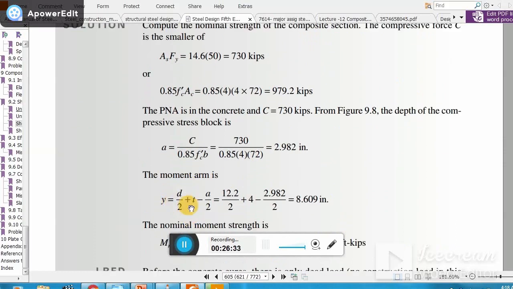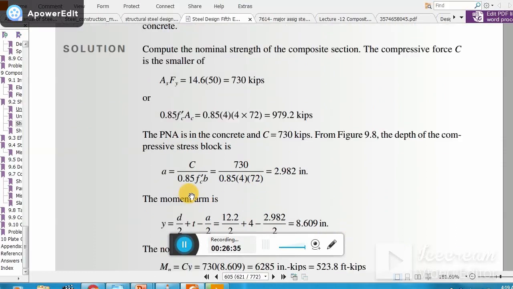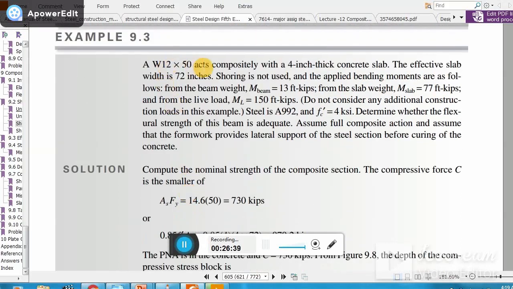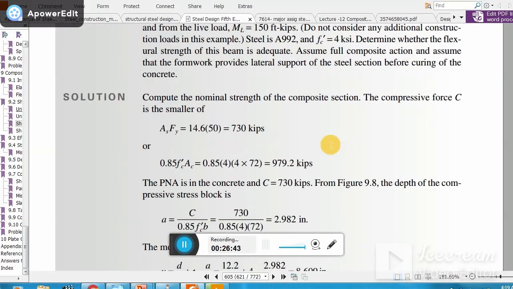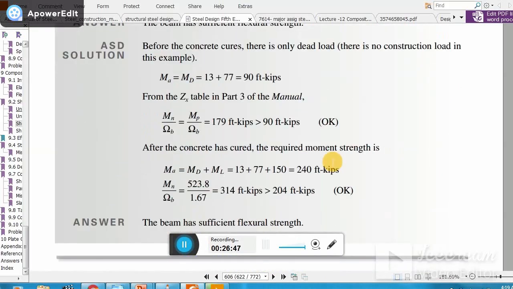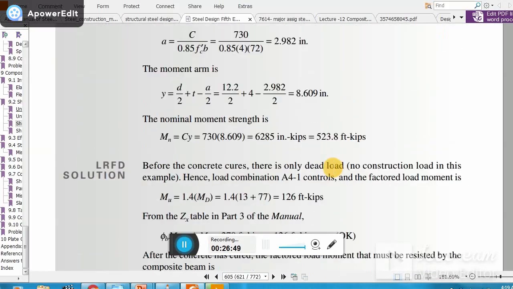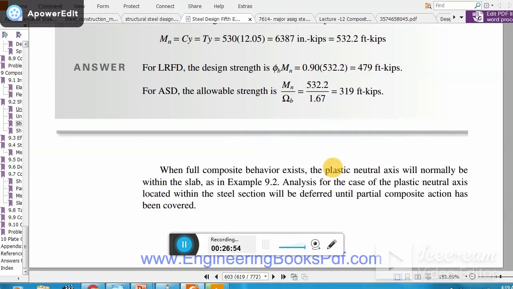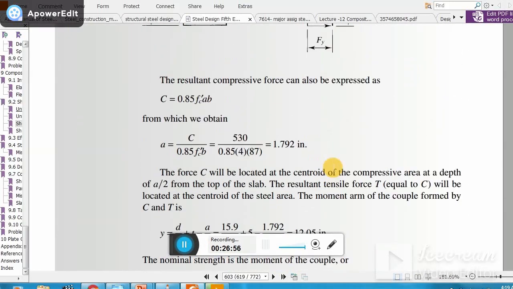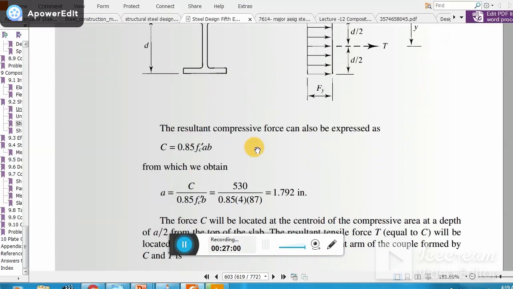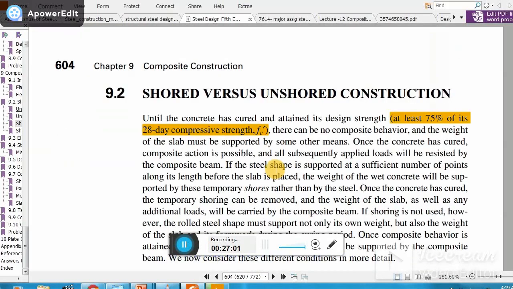Now the moment arm Y, and you know what Y is. Now remember, you have a section of W12x50. You need to draw the diagram, as we drew previously. Here I think they do not draw the diagram, but as previously you see in that example, they drew a clear diagram, so you need to draw that diagram and you need to find your Y value. Clear?